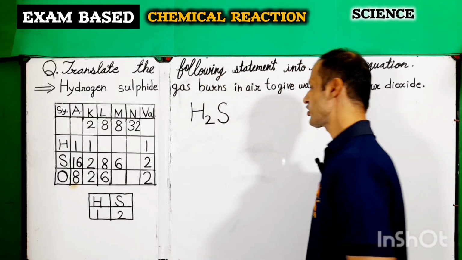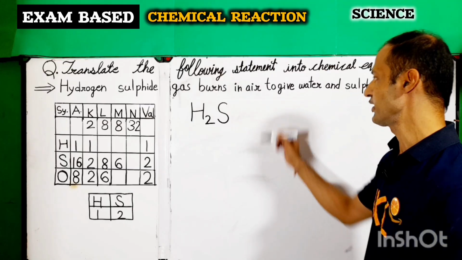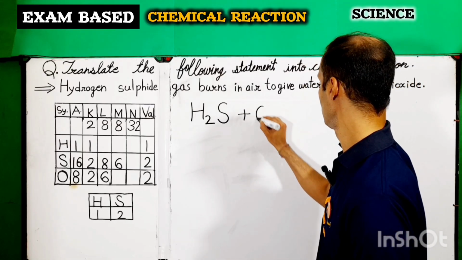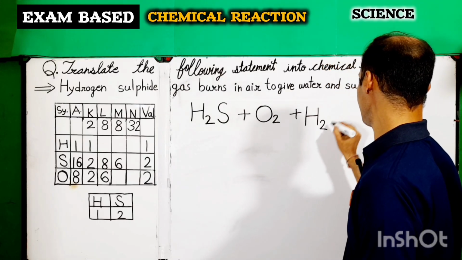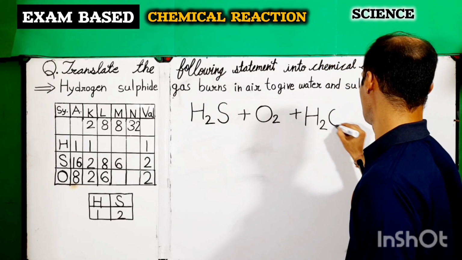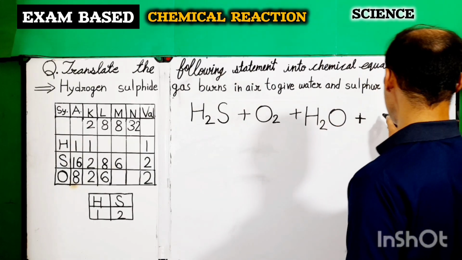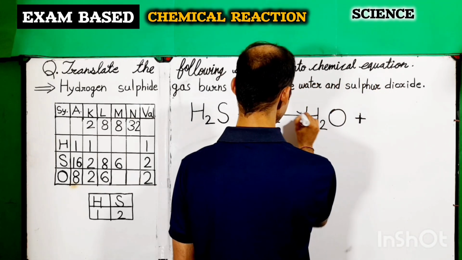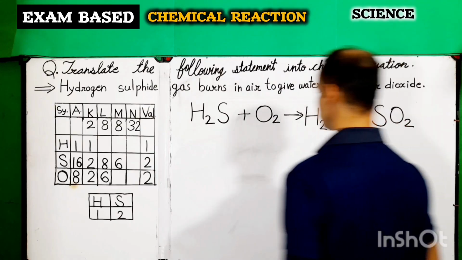Okay students, H2S gas burns in air to give water and sulfur dioxide. Air we know as O2, so it will be O2, to give water. Water, as everybody knows, is H2O, and sulfur dioxide means SO2. This is the product it gives, and here I write SO2.